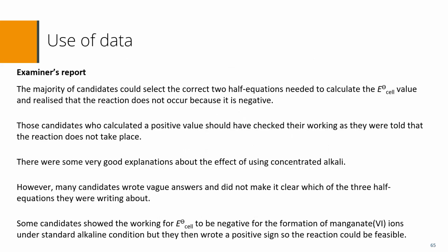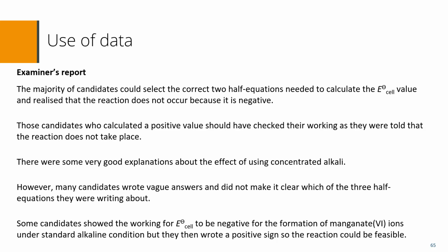Interestingly, here's the examiner's report on this. The majority of candidates could select the correct 2 half equations needed to calculate E0 cell value and realise that the reaction does not occur because it is negative. Those candidates who calculated the positive value should have checked their working, as they were told that the reaction does not take place. I never understand why students don't do that. Don't go back and say, oh, this obviously must be wrong, so I'll go back and check it.